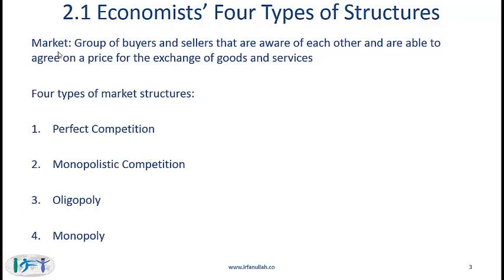I'm sure you know this already, but let us just look at the definition of a market, and this is the definition as presented in the curriculum. A market is a group of buyers and sellers that are aware of each other and are able to agree on a price for the exchange of goods and services. And as I just mentioned, here are the four types of market structures that we will talk about.